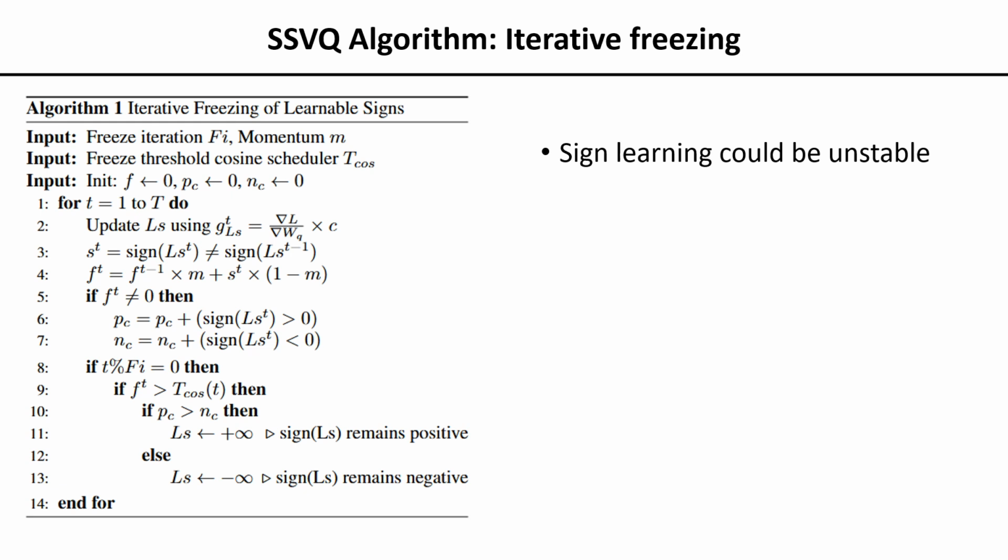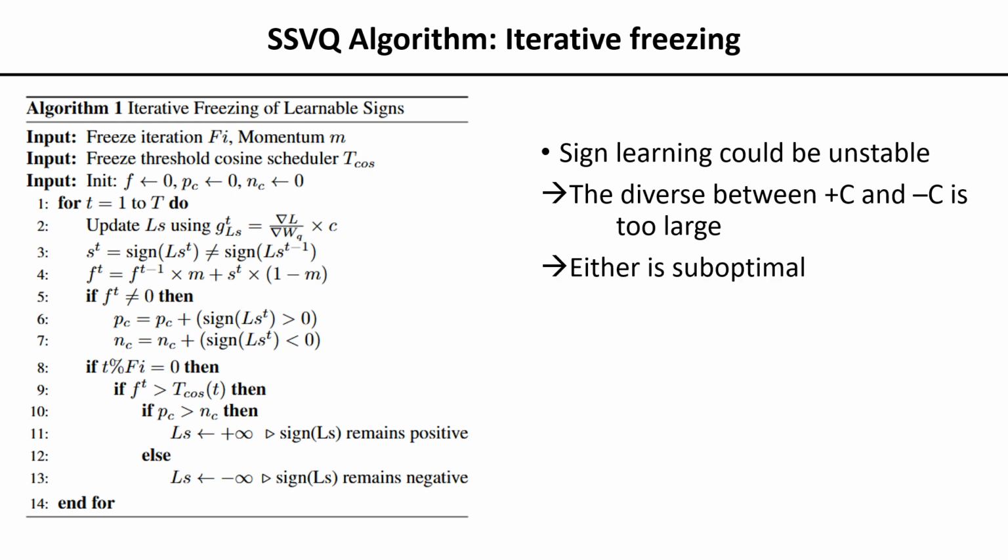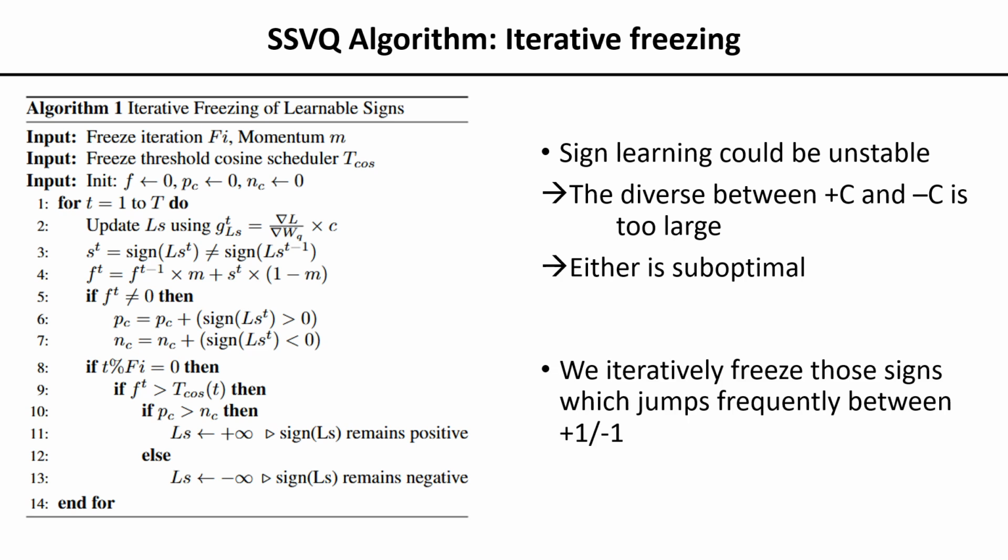One challenge is that the sign learning could be unstable because when a sign flips, the value of the quantized weight changes by twice the magnitude of the code word. When either is suboptimal, the sign bit could oscillate between those two values. To overcome this, we iteratively freeze those signs which jump frequently.